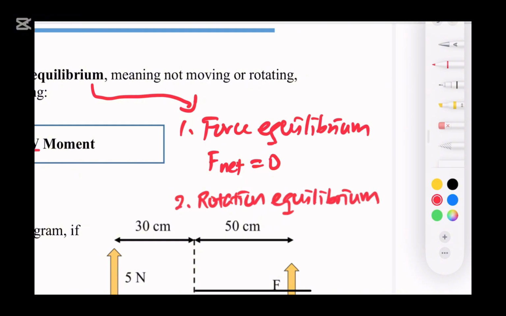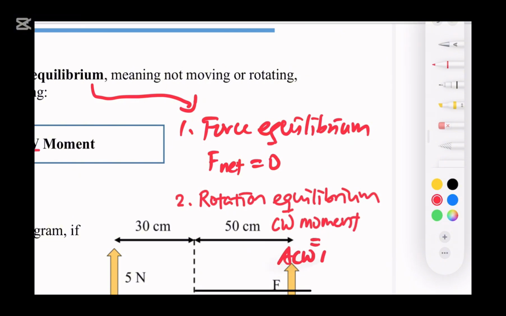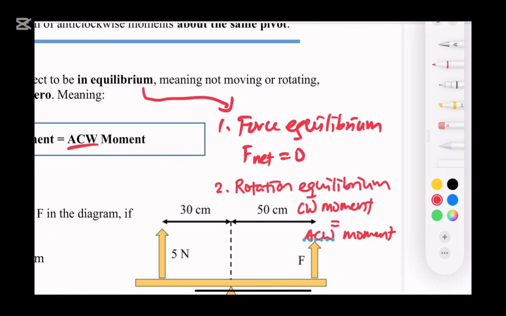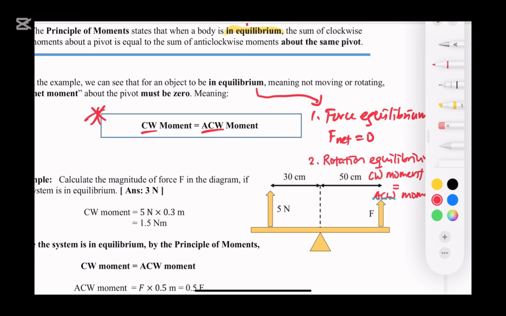Okay, so in this case, we're looking at rotation equilibrium. This just means the clockwise moment is equal to the anti-clockwise moment. We're looking at the sum of the clockwise moments and the sum of the anti-clockwise moments. So if there are more than one clockwise moment, you have to add them up. If there are more than one anti-clockwise moments, you have to add them up as well. So we'll see some examples like this.